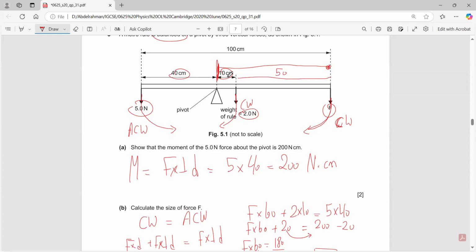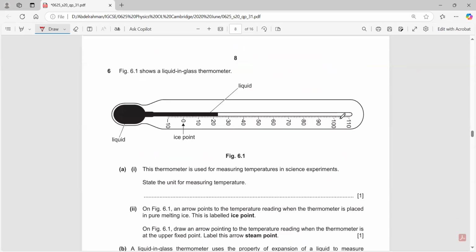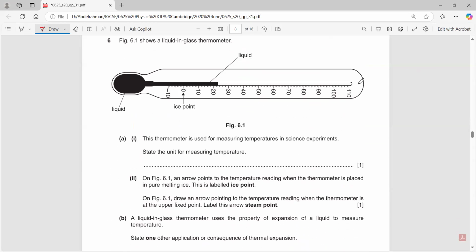This is a force, and it's pure luck that 5 and 2 and 3 add up. 2 plus 3 is 5. If this 2 Newton force was, for example, 3 newtons, or 4 newtons, it would have been completely different. So please do not use luck while trying to solve these questions. We don't use luck, we use mathematical equations.